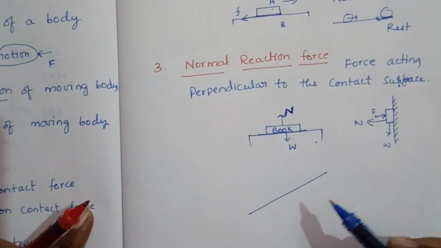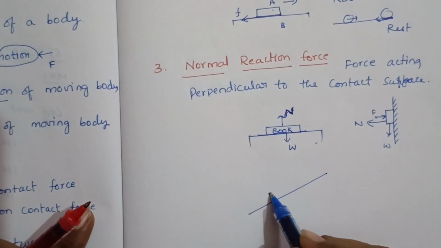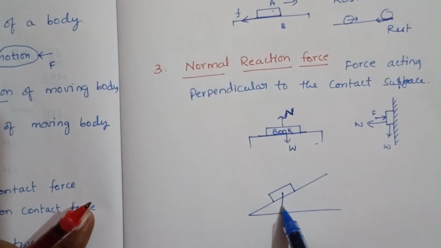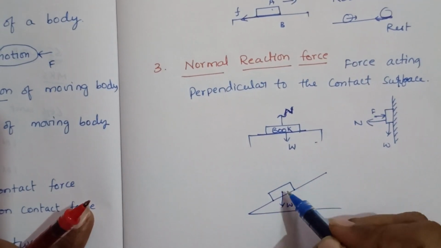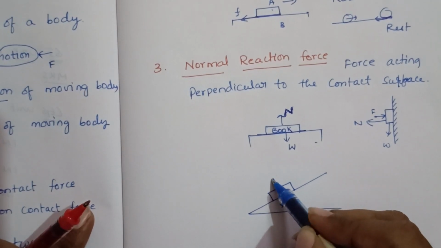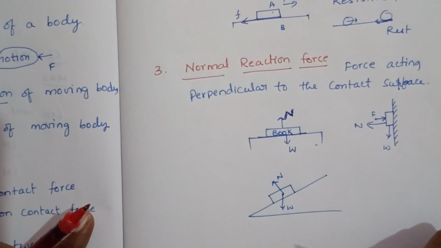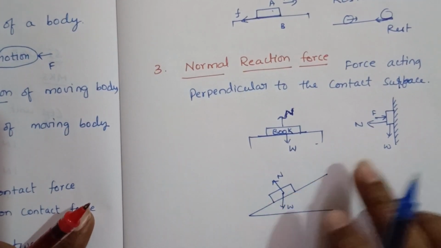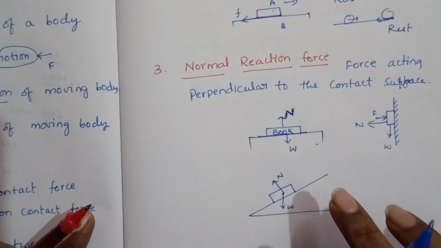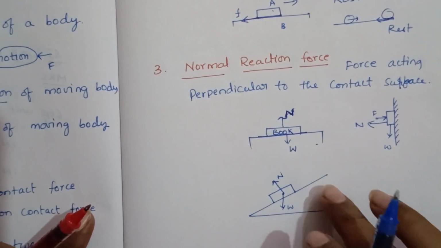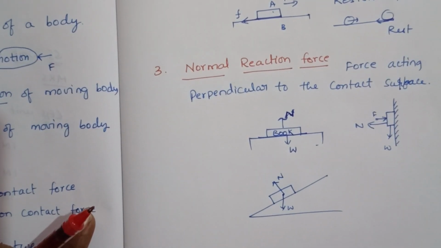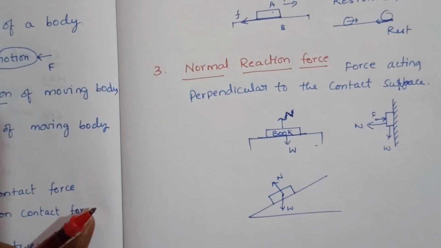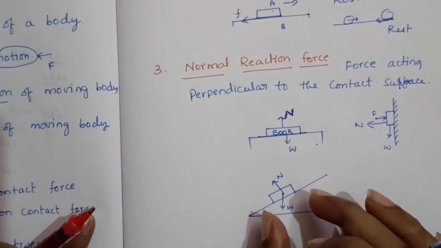Now when an object is placed on an inclined plane, inclined like this, weight is acting in the downward direction. Normal force like this will act. So in different cases it is acting differently, but in all cases it is acting perpendicular to the contact surface. This is normal force.